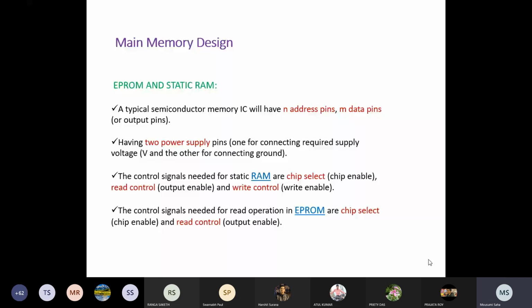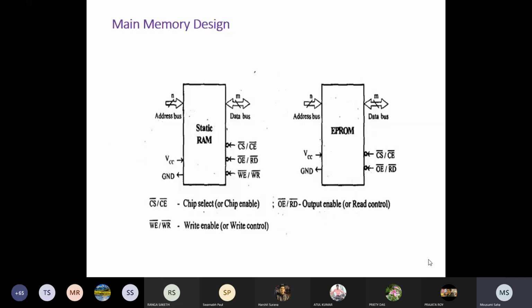Now this is the block diagram, one for the RAM, another for the ROM. RAM has an N bit address bus, an M bit data bus, and some control signals. So what are these? Sometimes it is called chip select, sometimes it is called chip enable. It is the same function. Output enable line or read control line. Okay, write enable line or write. So these are the three control signals we may have in our static RAM.